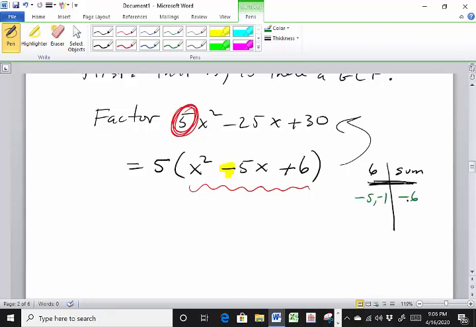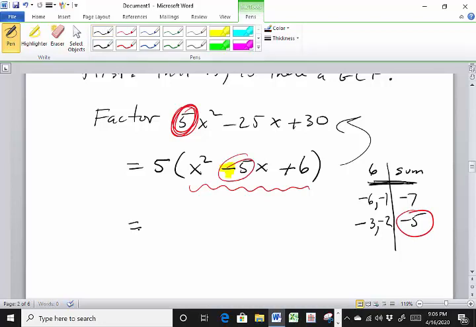So that doesn't work. Forgot about good old minus 3. Sorry, let me back up. I messed this up. How about minus 6 and minus 1? That gives you a sum of minus 7. Can't do basic math today. Then we have minus 3 and minus 2. That gives me minus 5. Oh yeah, there's the minus 5 right there.